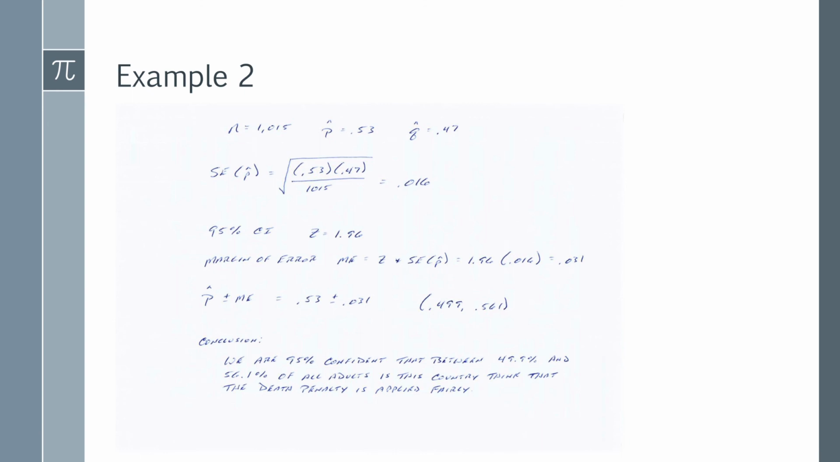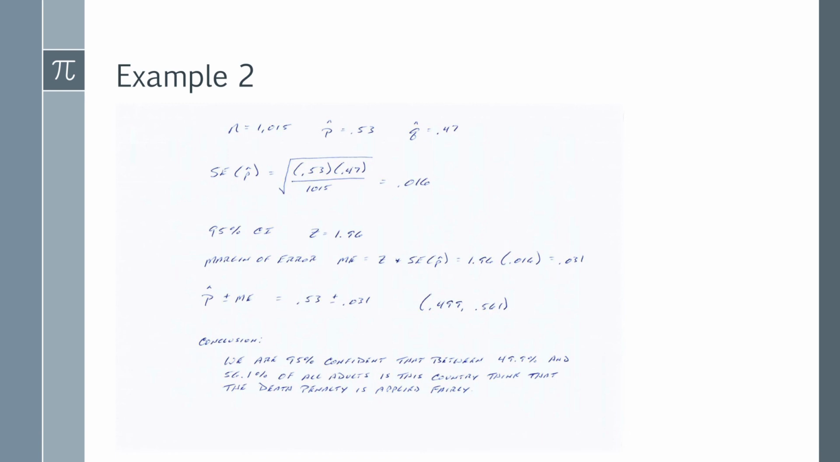Now we want to write a conclusion, and we want to write the conclusion in the context of the problem. So what we're going to write here is we are 95% confident that between 49.9% and 56.1% of all adults in this country think that the death penalty is applied fairly. That conclusion is important. It has to be stated in the context of the problem.